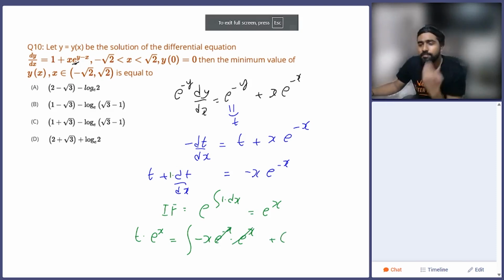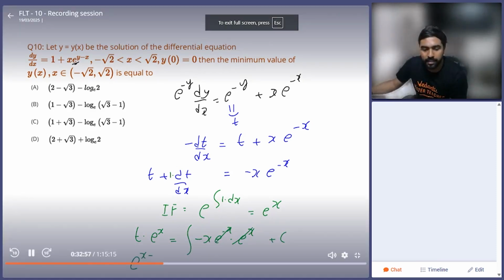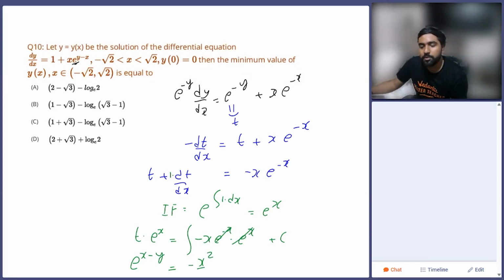So what is t? T was e power y. So you get e power x minus y is equal to minus x square by 2 plus the constant of integration. This is the expression you have. You have been told that this satisfies 0, 0. So let's put 0, 0. So you'll get e power 0, which is 1, is equal to 0 plus c. So the value of c we have got is equal to 1.